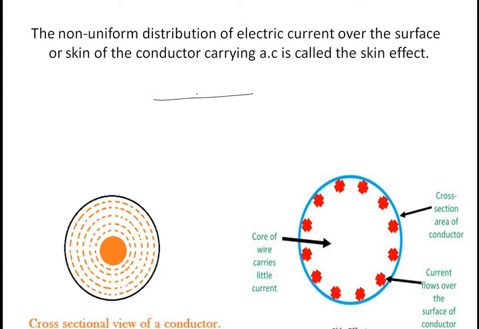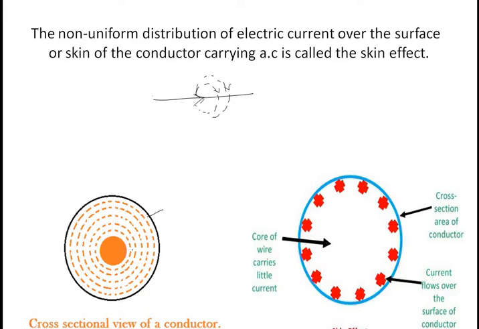Suppose this is a conductor which is carrying current. The property of a current carrying conductor is that it produces a magnetic field around its area. So this is the magnetic field produced by this current carrying conductor.